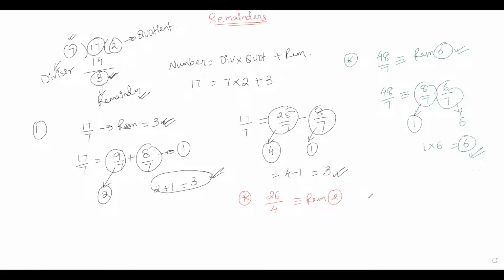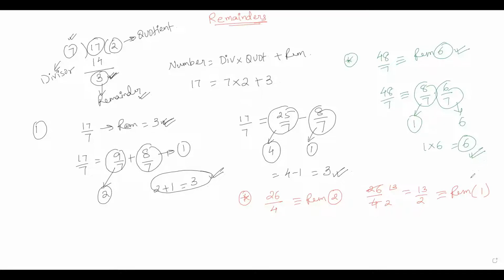But before dividing 26 by 4, what we can do is reduce it into its lowest form as 13 by 2, because 2 is the common factor between 26 and 4. So we can cancel this and reduce it to 13 by 2. But now, if we divide 13 by 2, the remainder would be 1. But we know when 26 is divided by 4, the remainder is 2.